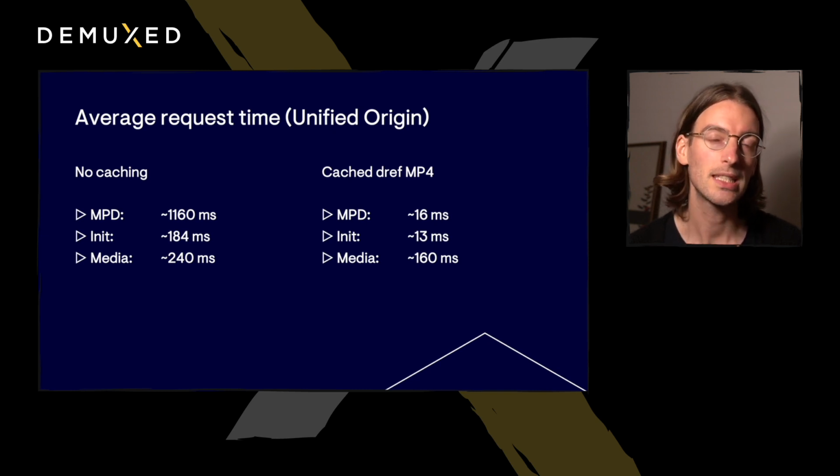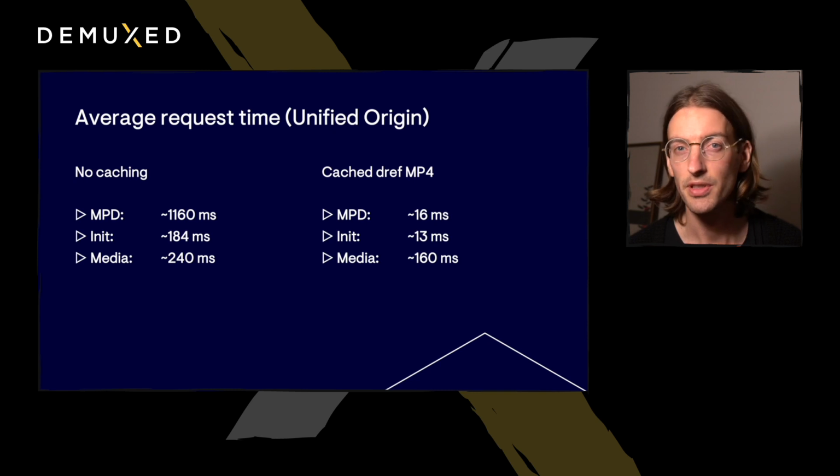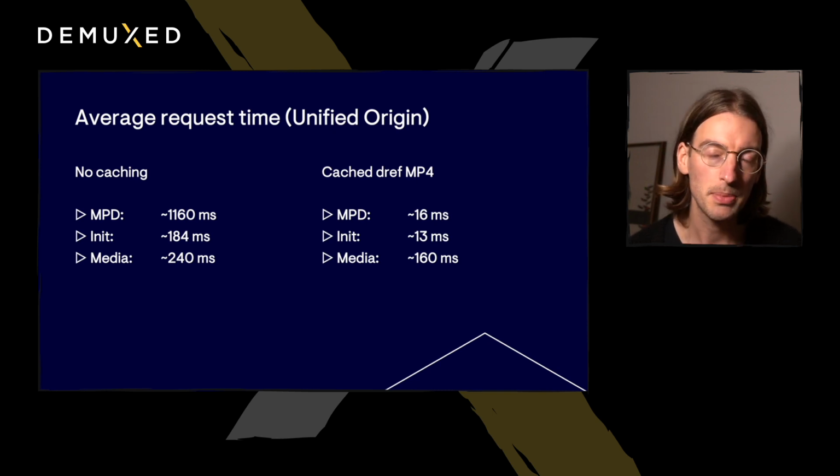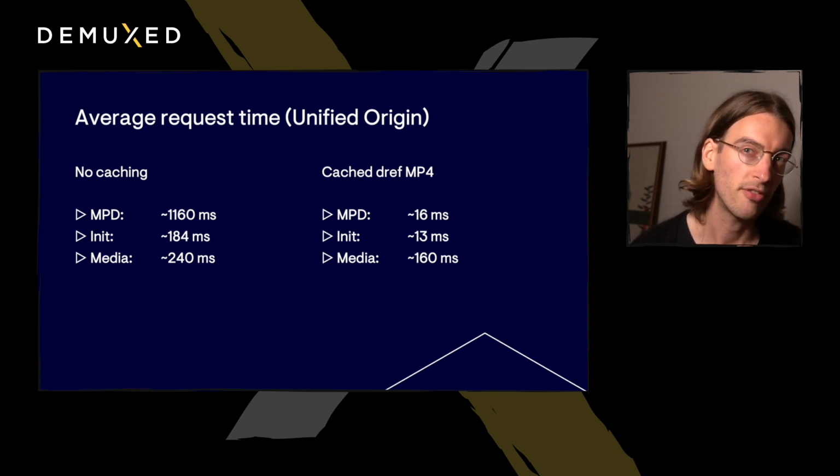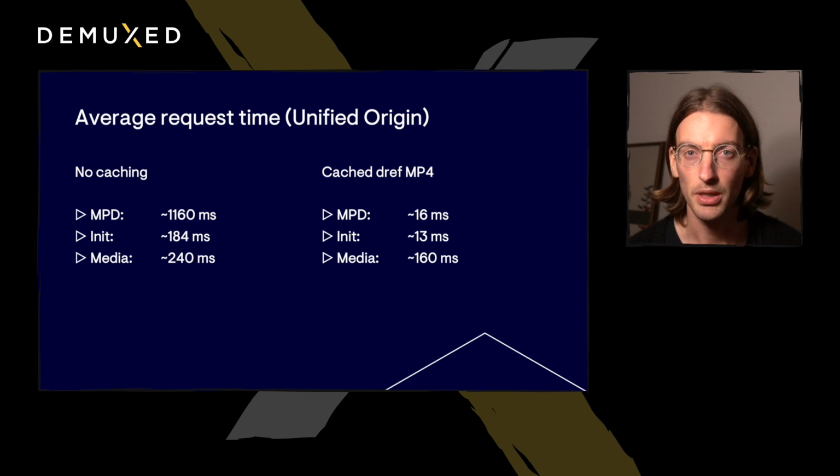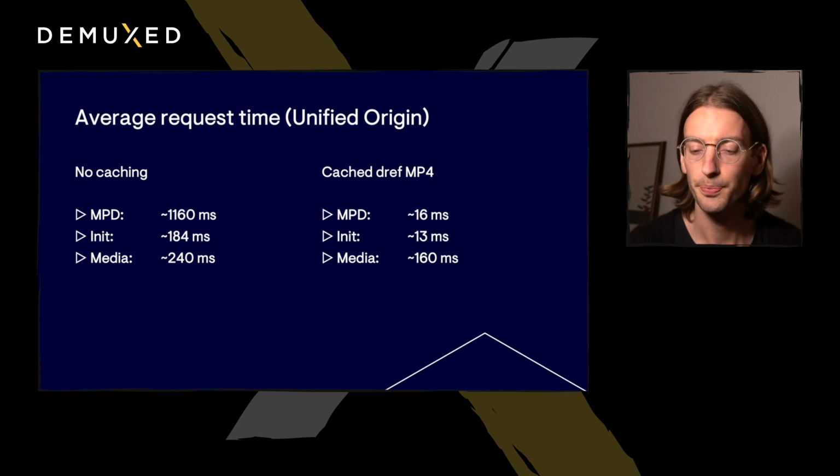When we look at the init segment, the difference is less strong, but still considerable. And when we look at the media segment, the difference is relatively small. And that's because for the media segment, the just-in-time packager will actually fetch the media from the remote source. And so the latency will not play that big of a part anymore, because it's true for both cases, with or without dref caching.